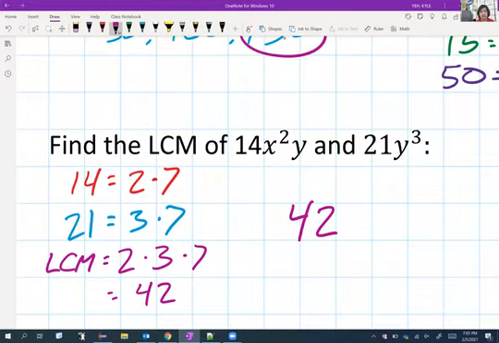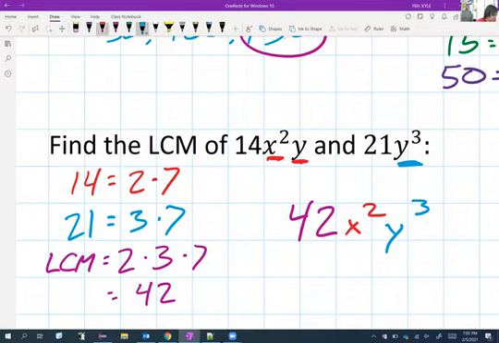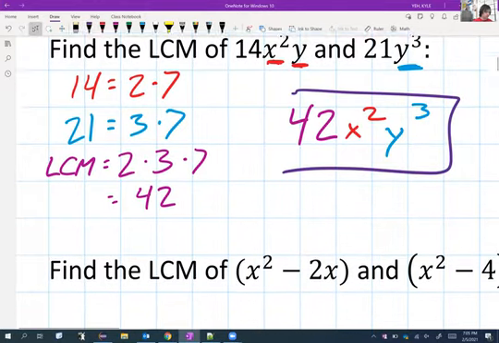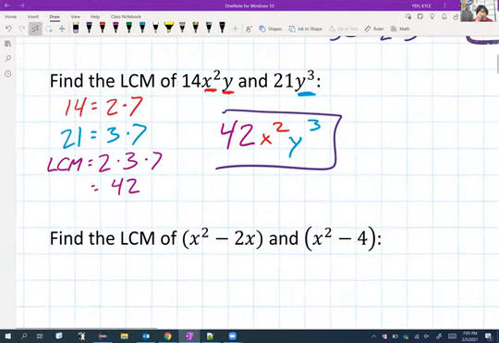Variables are really easy. What's the highest power of x's that we see? Well, we have x squared here and nothing else over there, so I'm going to say x squared. And then what's the highest power of y's that we see? y to the first, y cubed. I'm going to take the highest one, y cubed. 42x squared y cubed is the least common multiple, the LCM of these two expressions. One more, just showing you, kind of ramping up the difficulty.